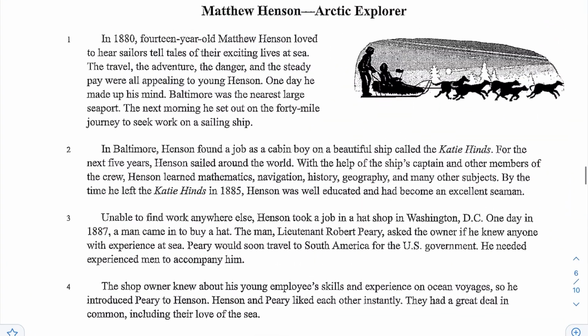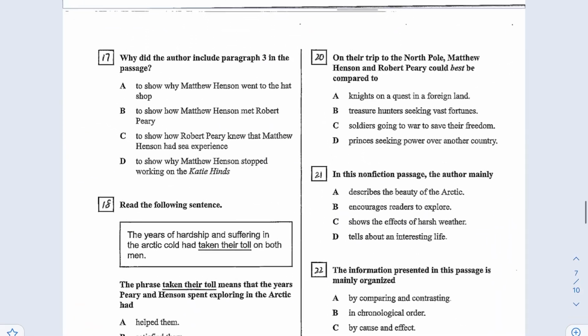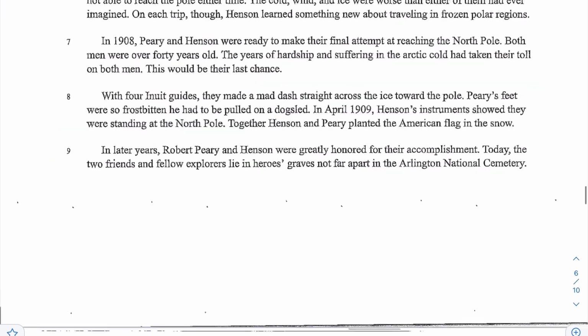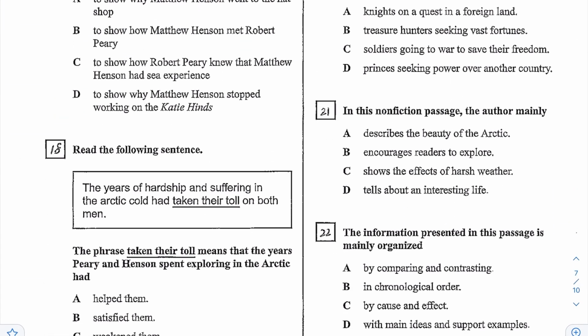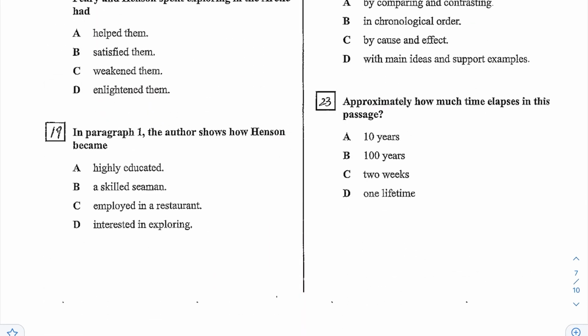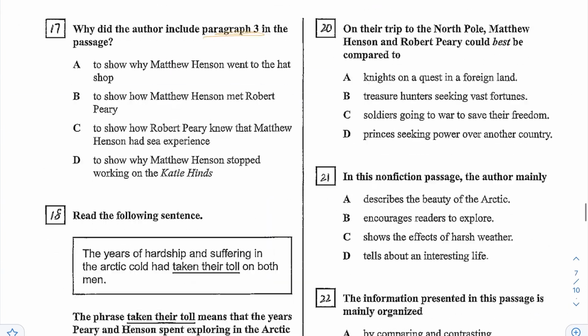All right, next you have a passage about Matthew Henson, who was an Arctic explorer. So again, a really good strategy, especially for a timed test, is to preview the questions before you read the passage. So paragraph 3 is something you want to focus on, so I'm going to denote that. Then you have this phrase, "taken their toll," so we're going to look out for that. And paragraph 1 is also important, so I'm going to highlight that, the purpose of paragraph 1. So this is how we can annotate or mark up this text.